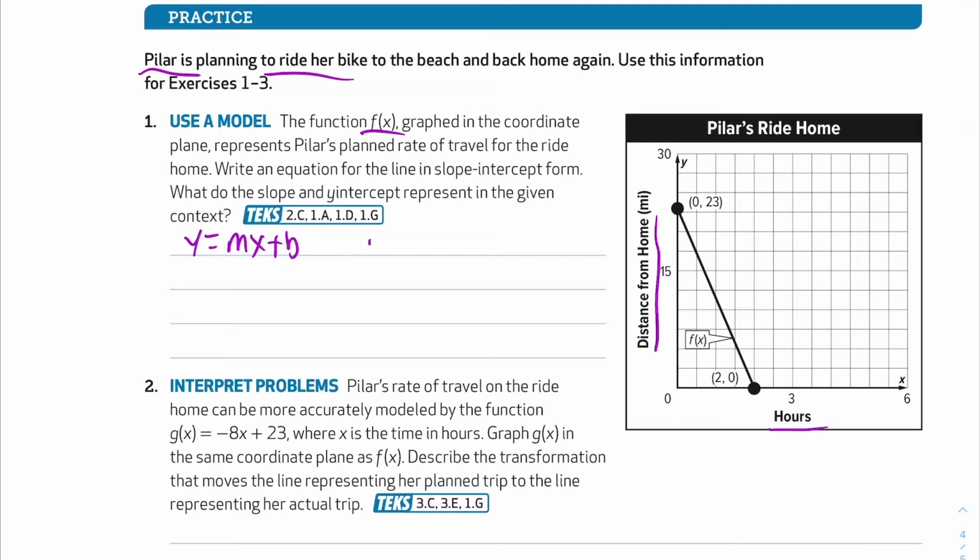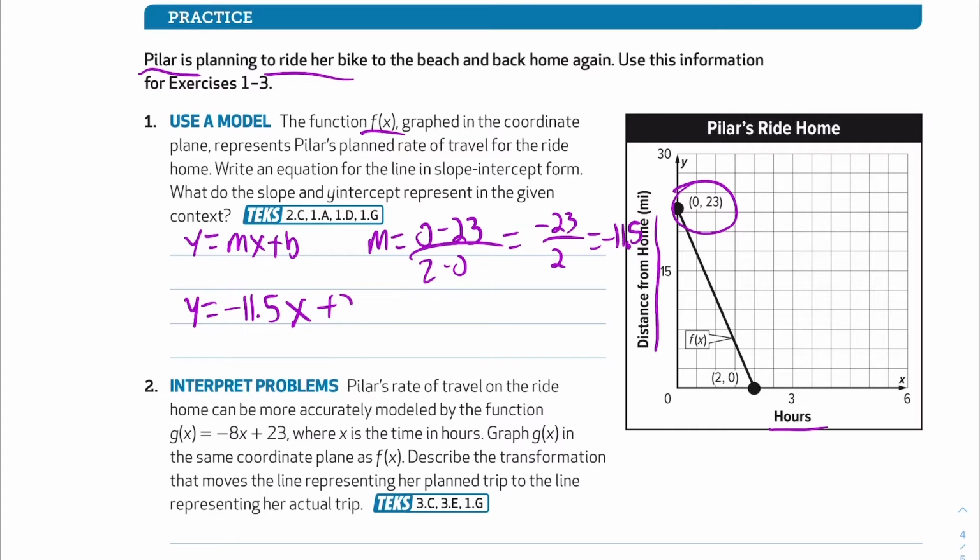The first thing we're going to need is the slope. So we should do one of the points minus the other point. So I'll do 0 minus 23 over 2 minus 0. That leaves you a negative 23 over 2, which is negative 11.5. The y-intercept, we can see right away, is going to be 23. So our function is going to be y equals negative 11.5 times x plus 23.